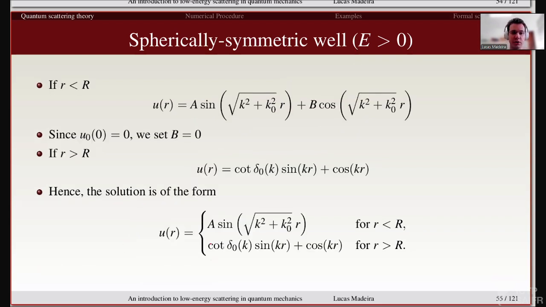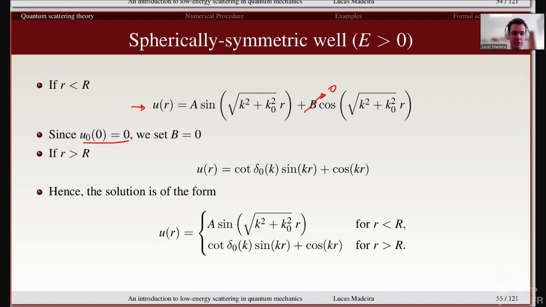I have to get the solutions for those two differential equations. Inside the range of the potential, it's just sines and cosines. As I said before, the boundary condition for r goes to 0 is that the function has to vanish. So this term here is finite for r equals 0. It's 1. So I'm going to set b to 0. So I just have a sine inside the range of the potential.